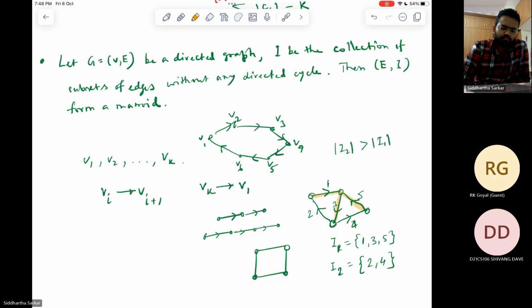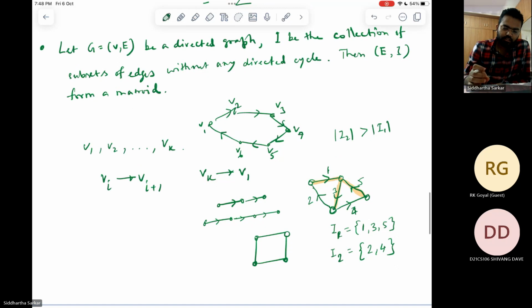So maybe we can take some concrete example. What are the problems you have solved using greedy? Have you seen the maximum independent set of intervals question?